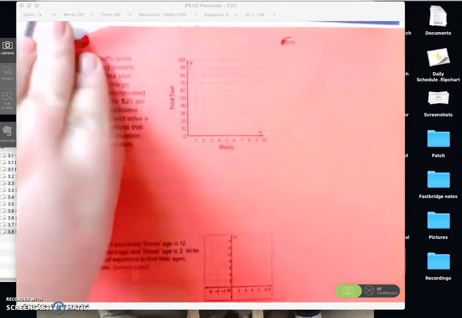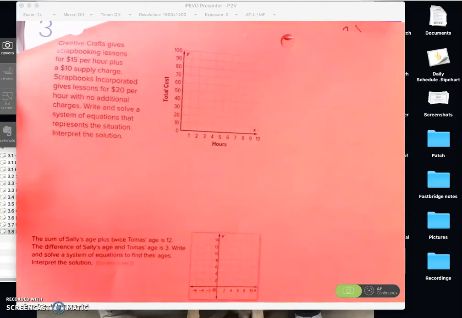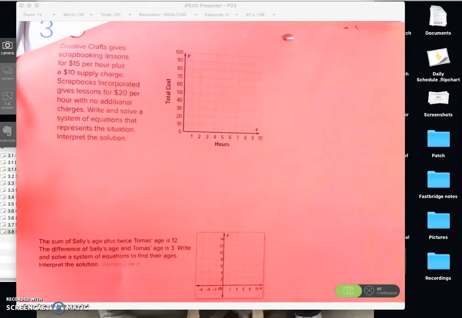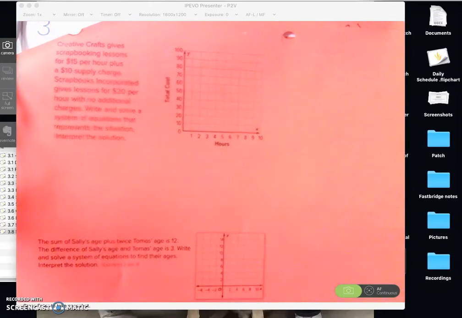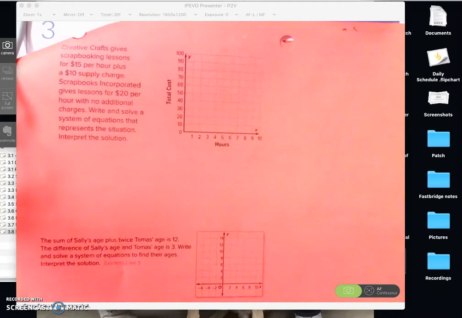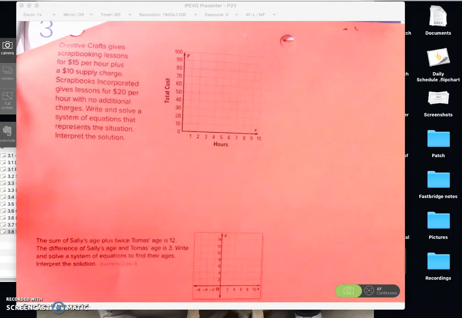So everybody asks, when will I ever use this type of stuff in my real world? Well, this is the exact example. Now, I'm not talking about scrapbooking, but these types of problems where you have maybe two different rates of maybe a gym or a cell phone plan, and you want to know at what point they would cost the same. So let's just read this problem and we'll go through it.